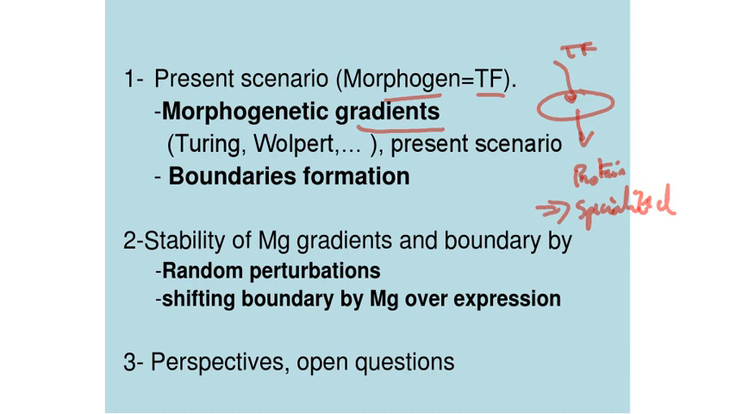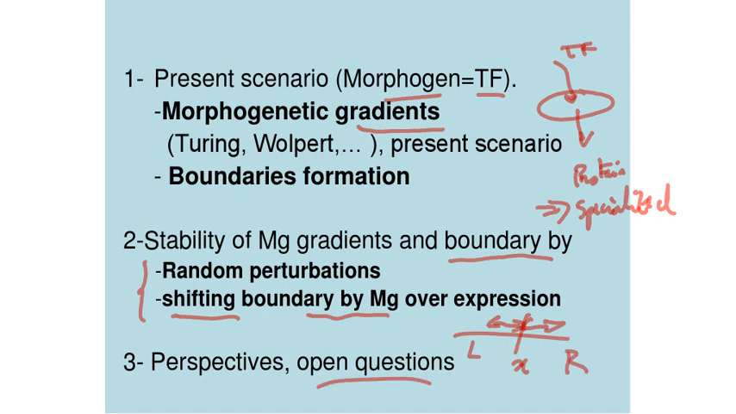Stability of morphogenetic gradient and boundary formation. So we will use some random perturbation. And also what we are going to study is how you can create a shift in the boundary. So suppose you have a boundary at one place here, X. Can you generate a shift in the boundary in one direction, to the left or to the right? And if we have time, we'll discuss open questions.